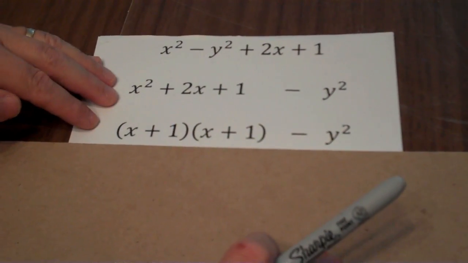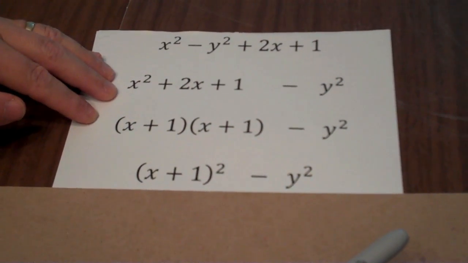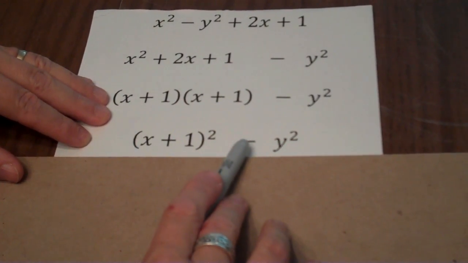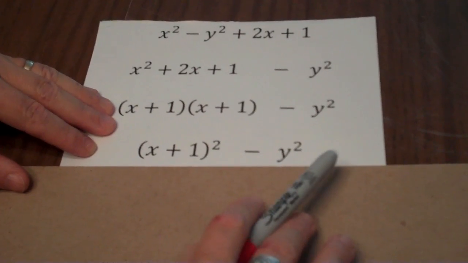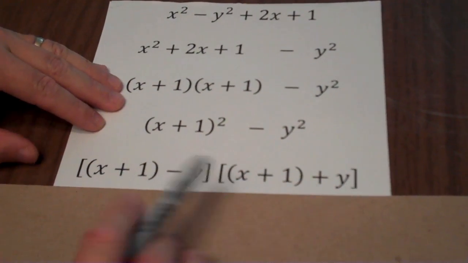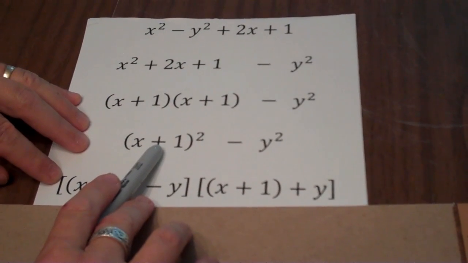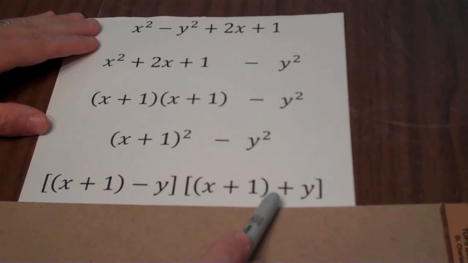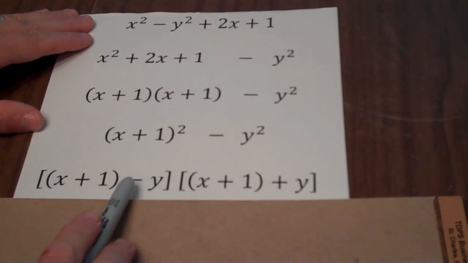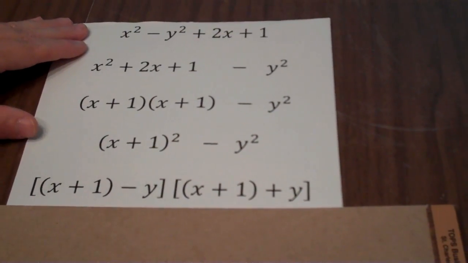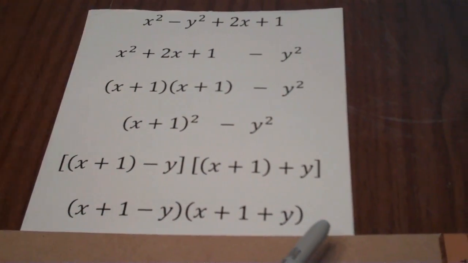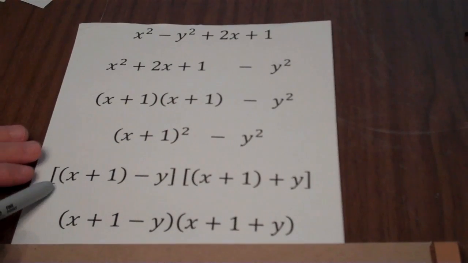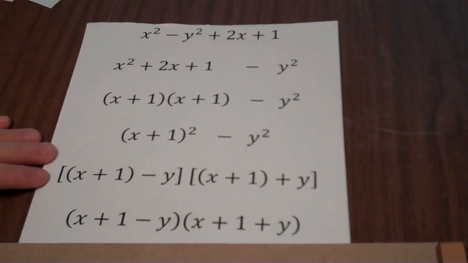If I rewrite this now as x plus 1 squared, it's exactly the same thing, but what I want you to notice is that I now have the difference of two squares. If I take off the squares, I have my first parenthesis, x plus 1 and y. The second parenthesis, or actually I've used a bracket for clarity here, is exactly the same, except instead of a subtraction, it's an addition. Finally, I went ahead and just simply removed the brackets because it's just easier for no other reason. I would give you full credit if you put this on the test, but it's just easier to see without the extra brackets.